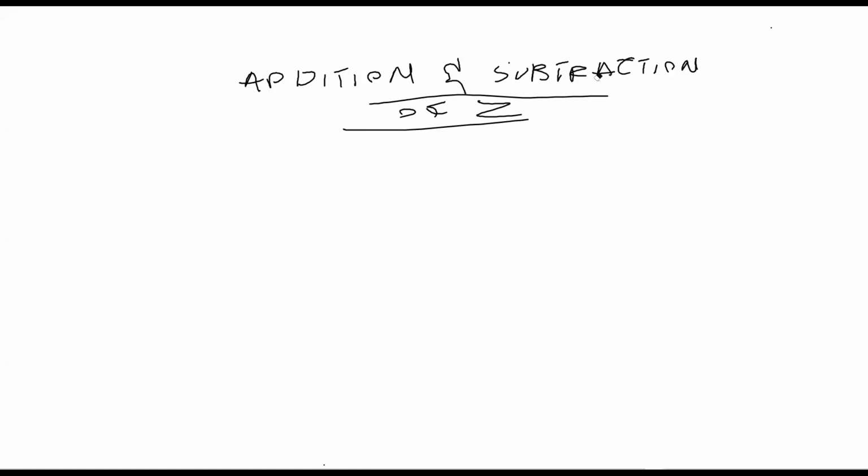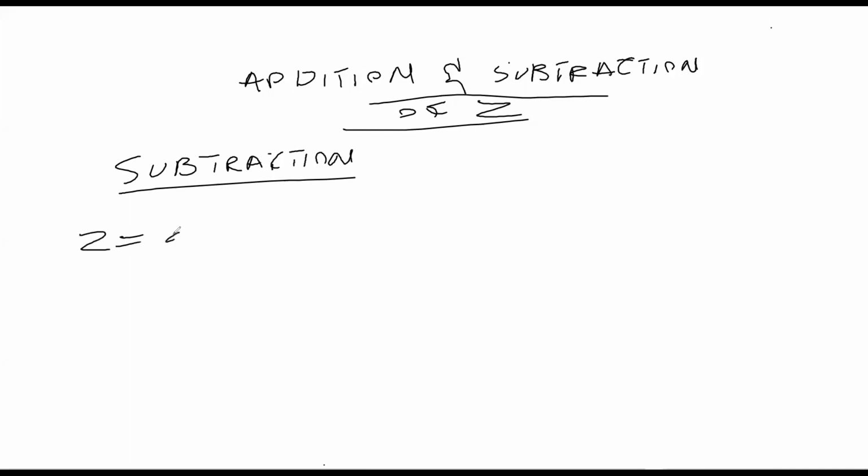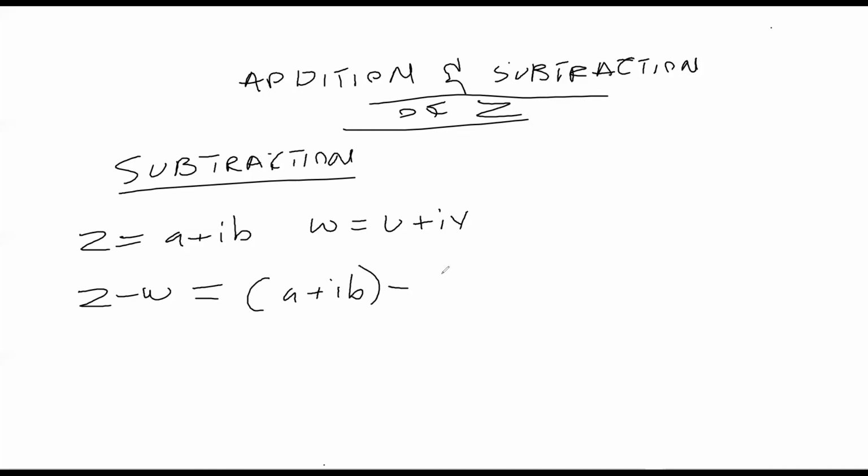So for now we can move on to the next thing, which is subtraction. For subtraction, similar case as well. It's not that different from addition. So you have a situation where you have Z again, which is equals to a plus ib, then you have W, which is equals to u plus iv. If you're asked to find the difference of Z and W, which is Z minus W, you're going to have a plus ib, minus u plus iv.